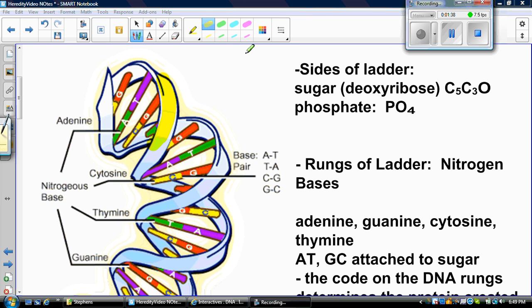Okay, so the sugar is deoxyribose, C5H10O4. That's the chemical formula for the sugar. The phosphate is PO4. These are what make up the sides of our ladders for the DNA.